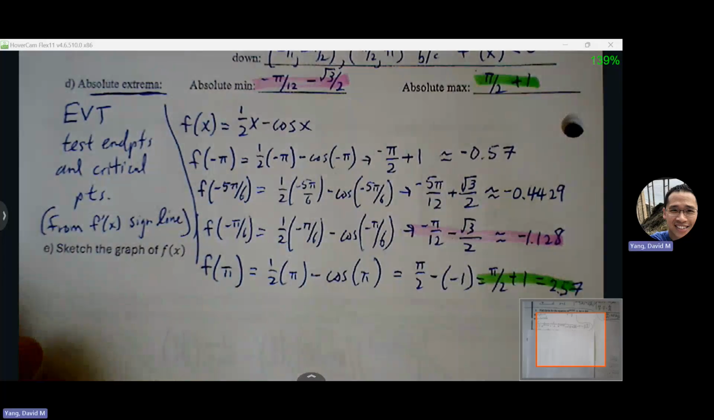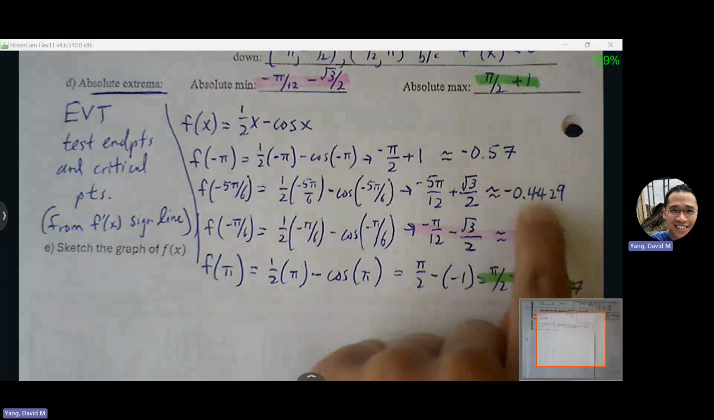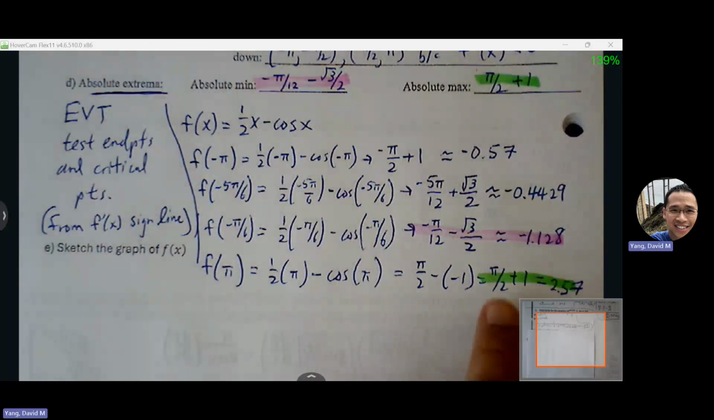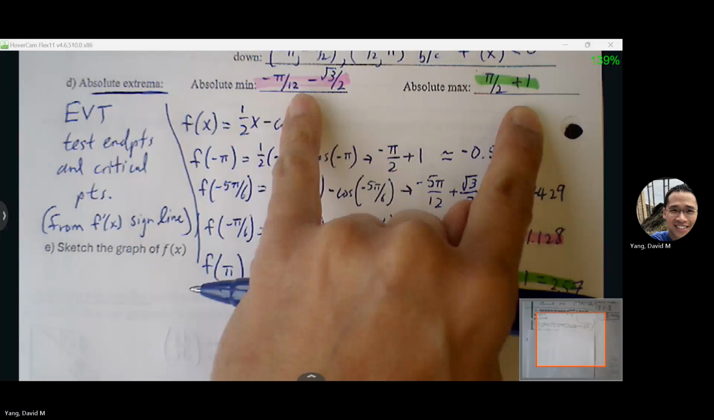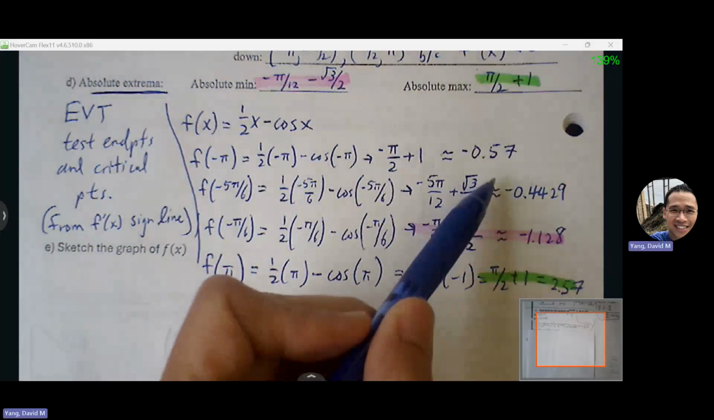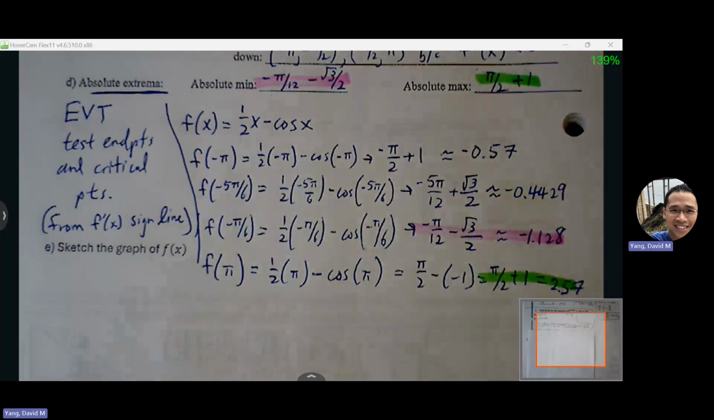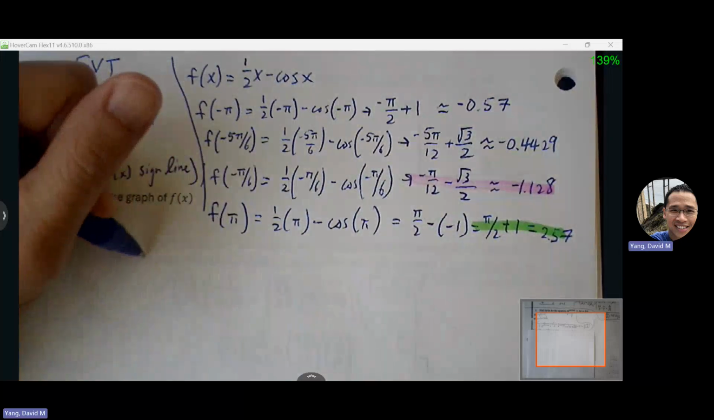What I want you to give me is the exact value. I think that the decimal is good for comparison purposes, but once you know which one is higher, which one is lower, then give me the exact value. But these decimal values will also be helpful as we want to place them onto our graph so that we can connect the dots and sketch our graph.